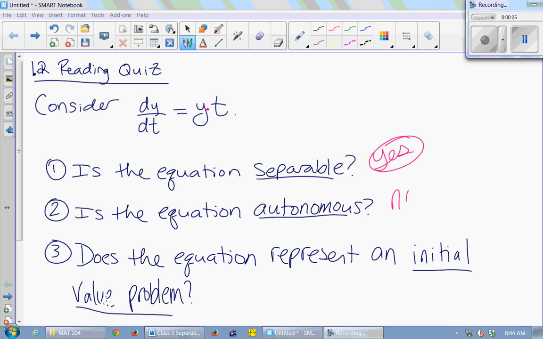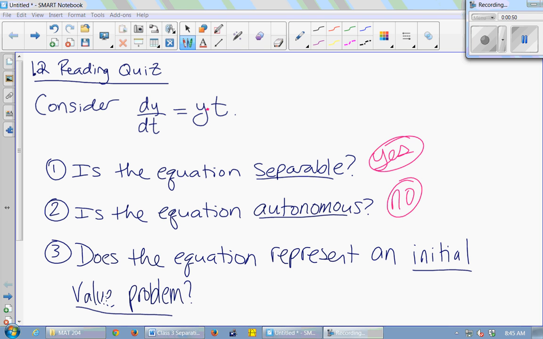And is the equation autonomous? No. What makes an equation autonomous? The right-hand side can only have one variable in it, and that variable has to be the dependent variable, which in this case is y. Good. So for this to be autonomous, you could only have y's on the right-hand side of that differential equation.